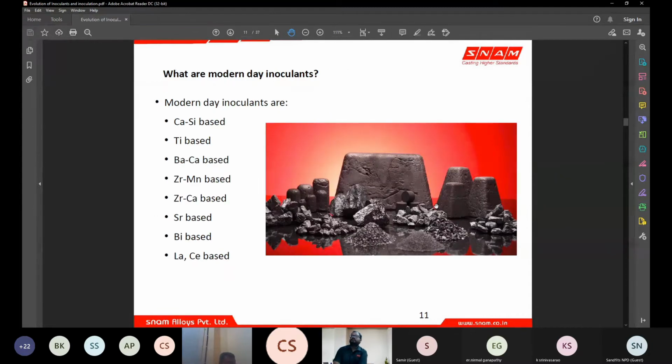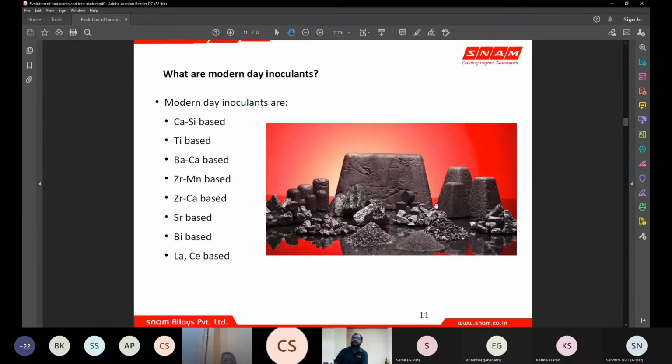So what are modern day inoculants? All these modern day inoculants are basically ferrosilicon based. The basic matrix will be iron and silicon. On top of it, you will have controlled levels of different elements added. Calcium silicon inoculant will have a controlled level of calcium. Titanium based inoculant will be titanium rich, and barium calcium will have different levels of barium and calcium. The same way zirconium manganese, zirconium calcium, strontium based, bismuth based, lanthanum and cerium based. There are also inoculants being developed with antimony, which performs similar to bismuth.